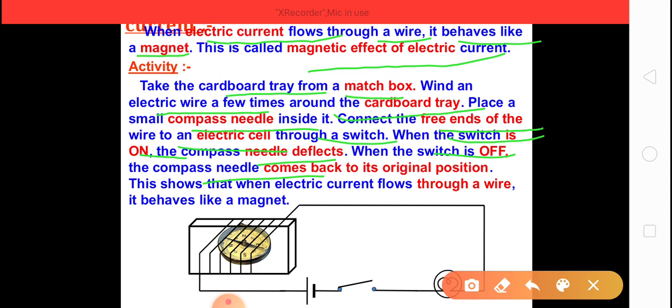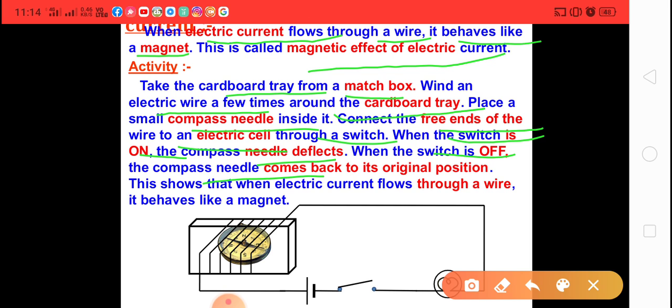So children, this shows that when electric current flows through a wire, it behaves like a magnet. Like when the switch is on, the electric current flows through the wire and it behaves like a magnet, and the compass needle deflects. Okay, when we switch off, the compass needle comes back to its original position. So this shows that when electric current flows through a wire, it behaves like a magnet, and it is the magnetic effect of electric current.